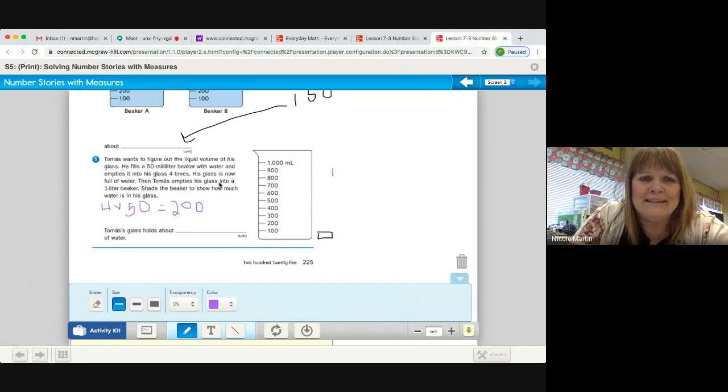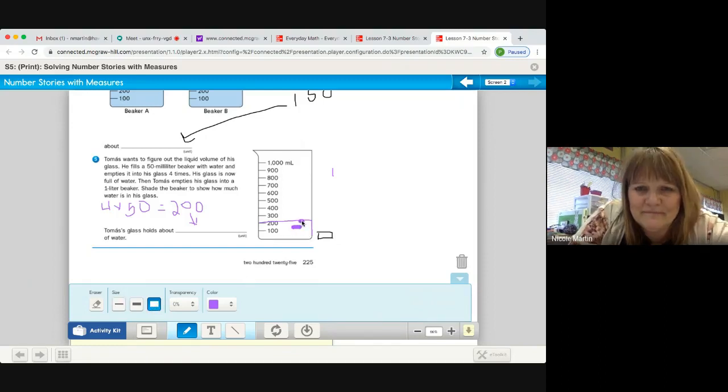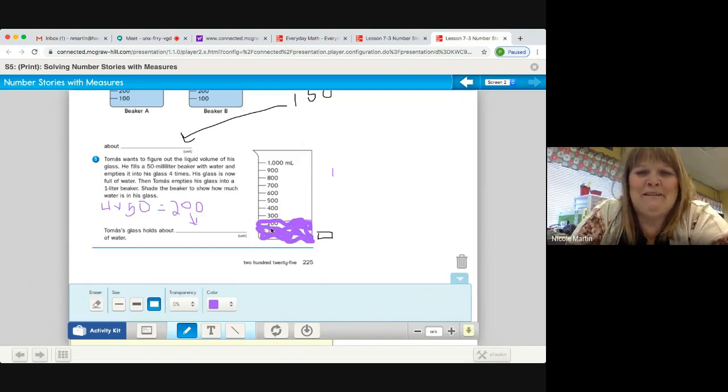Then Thomas emptied his glass into this beaker. Shade the beaker to show how much water is in his glass. We know his glass holds 200 milliliters. You can use your pencil or a crayon or whatever you want, and then we're going to show everyone that his beaker would be that full. So you can color in that 200 milliliter piece.